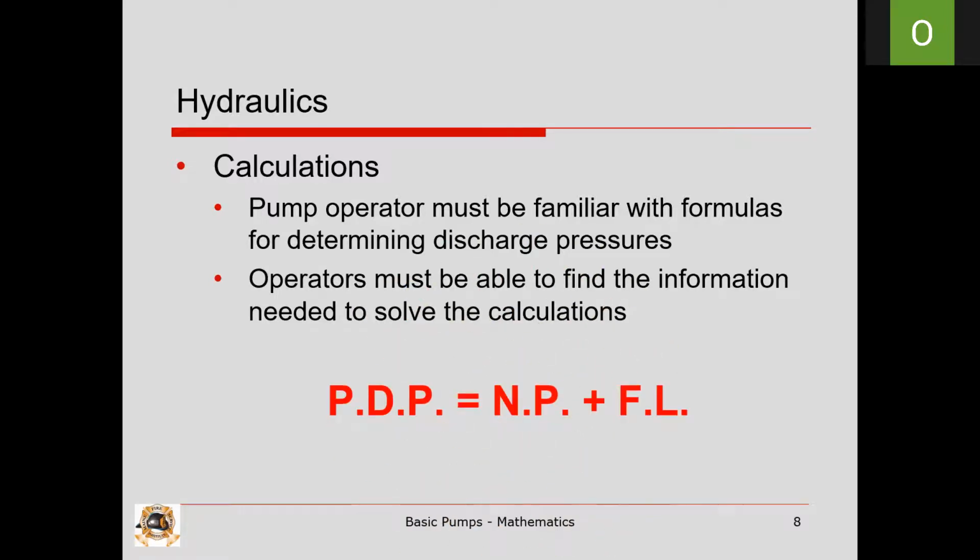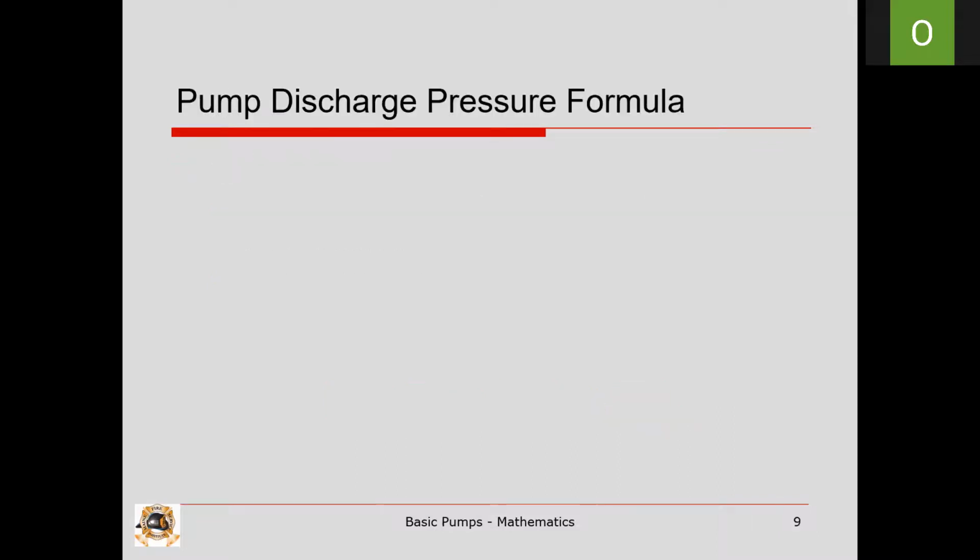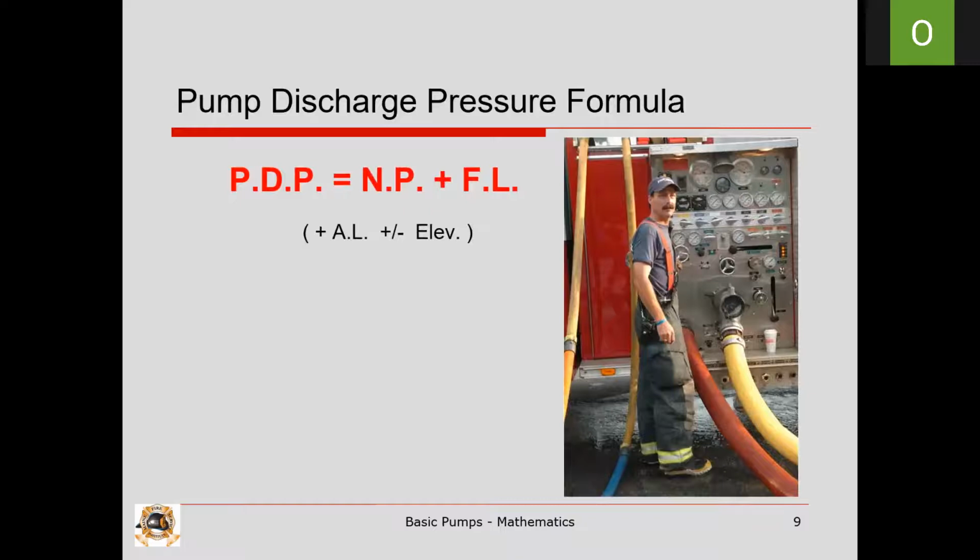So again, now they're calling it pump discharge pressure. This is what I've always called engine pressure. Engine pressure equals nozzle pressure plus friction loss. And then it goes plus or minus elevation, plus any appliance you have on. Same thing, okay?